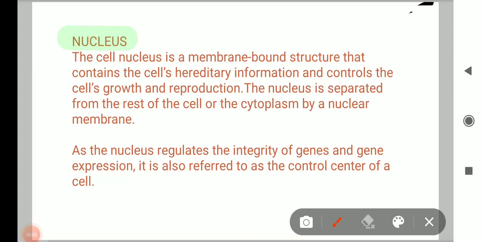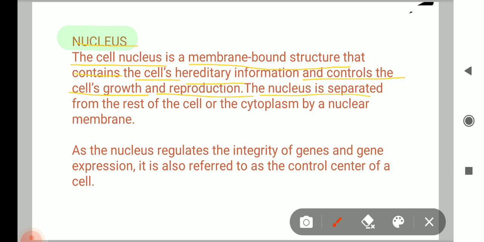In this session, I will discuss the detailed structure of the nucleus and its function. Let's start the session. First of all, the nucleus. The nucleus is a membrane-bound structure that contains the cell's hereditary information and controls cell growth and reproduction. It means the nucleus contains the cell's hereditary information and also helps in cell growth and reproduction.